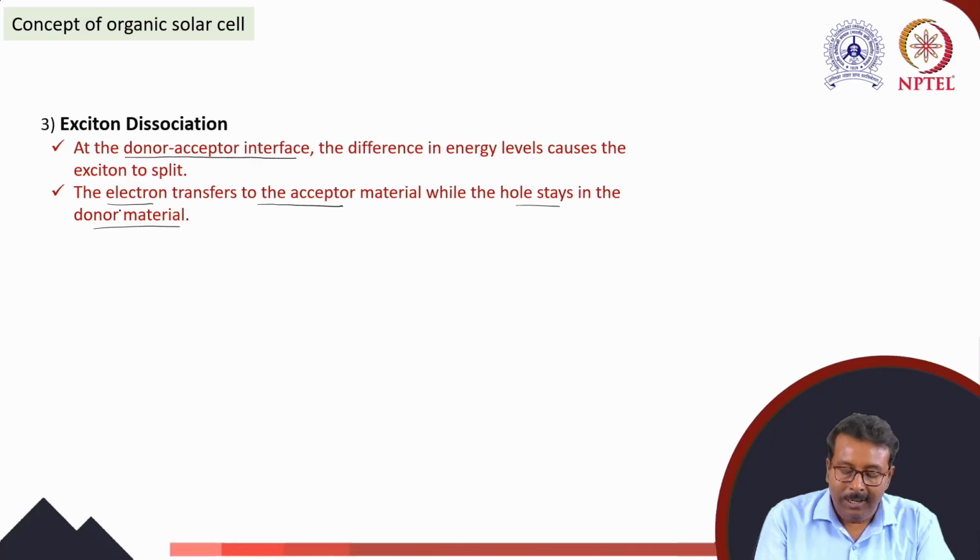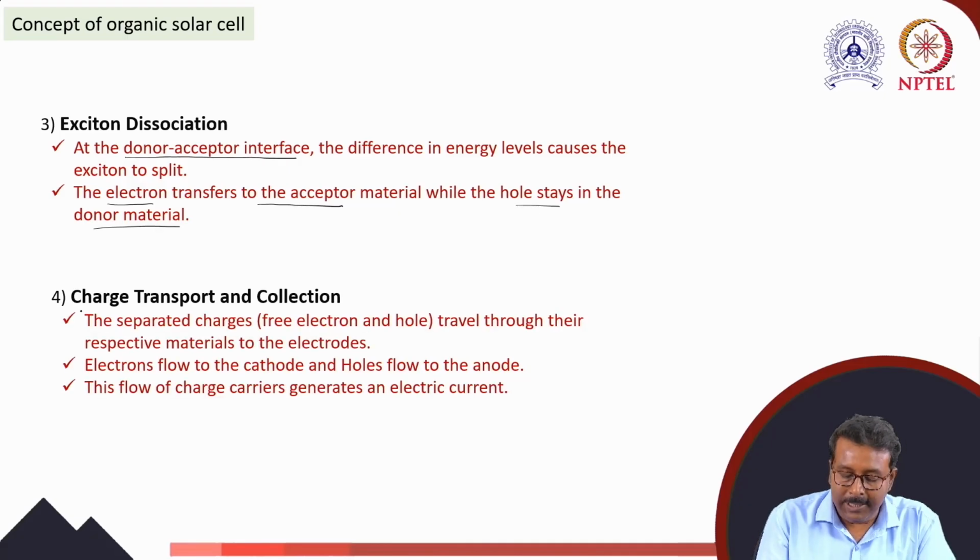Electron transfers to the acceptor material, and hole remains with the donor. The next stage is charge transport and collection. The separated charges, that is free electron and hole, were already produced in exciton dissociation, that is, the electron is transferred to the acceptor and the hole remains with the donor.